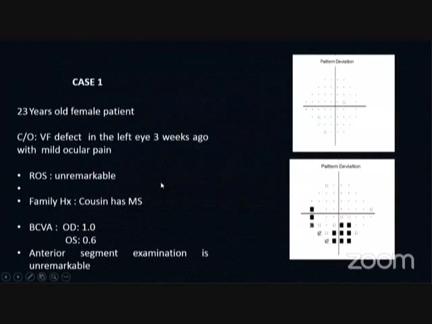I'm going to start with a case of a 23-year-old female patient who came complaining of a visual field defect in the left eye that started 3 weeks earlier with mild ocular pain. Her review of system was unremarkable, but she had a family history of MS. Her cousin had MS. The eye that she was complaining of had a vision of 0.6, and anteriorly she was free. This is the visual field that she had done a few days earlier, and we can see a large blind spot and inferior visual field defect.